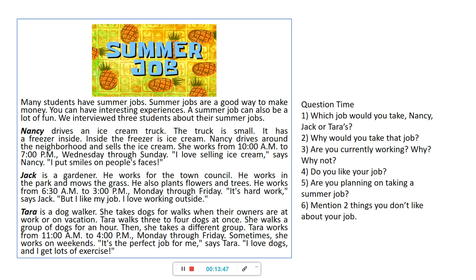Next we have Tara. Tara is a dog walker. She takes dogs for walks when their owners are at work or on vacation. Tara walks 3 to 4 dogs at once. She walks a group of dogs for an hour. Then she takes a different group. Tara works from 11 a.m. to 4 p.m., Monday through Friday. Sometimes she works on weekends. "It's the perfect job for me," says Tara. "I love dogs and I get lots of exercise."